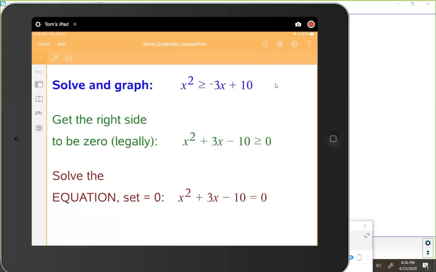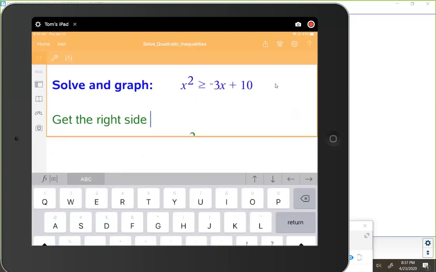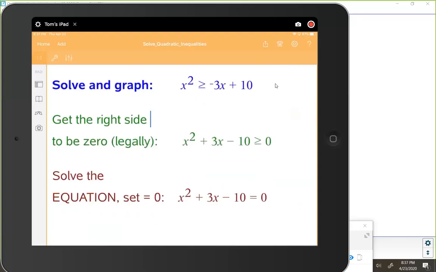So here, again, I have it step by step. I would prefer the students kind of went along with me. So the first thing I'm going to do is get the right side to be equal to 0 legally. And I say legally because I have some kids just erase it and put in a 0, and that's not really helping us any. So we get the equation, set it equal to 0 to find the zeros of the equation.